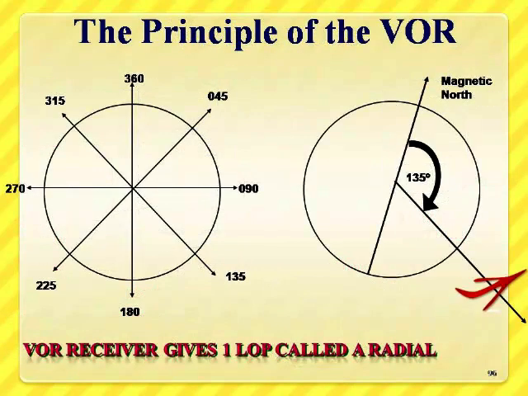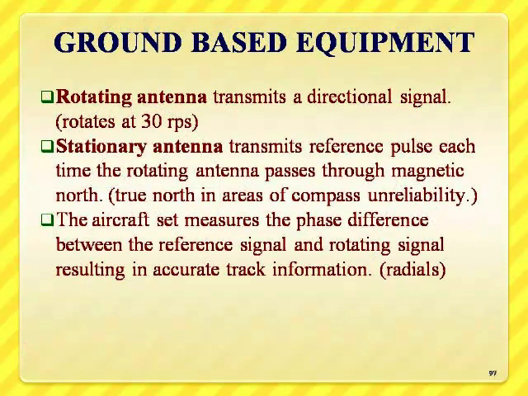What is the basic principle of this VOR? And the VOR receiver gives one LOP called a radial. So there are two parts in this. The ground based equipment is basically a rotating antenna which transmits a directional signal, and it rotates at 30 revolutions per second. The stationary antenna transmits reference pulse each time the rotating antenna passes through the magnetic north for phase reference. The aircraft set will measure the phase difference between the reference signal and the rotating signal, resulting in accurate track information, that is the radial information.